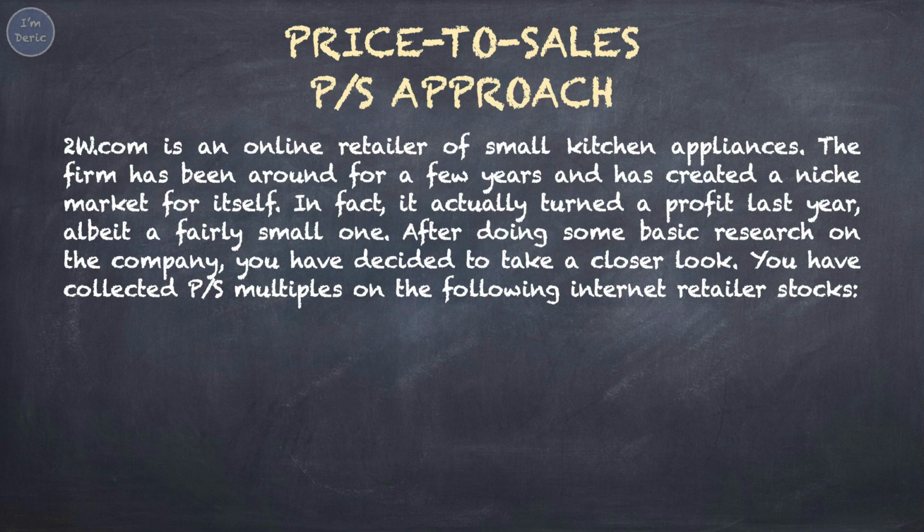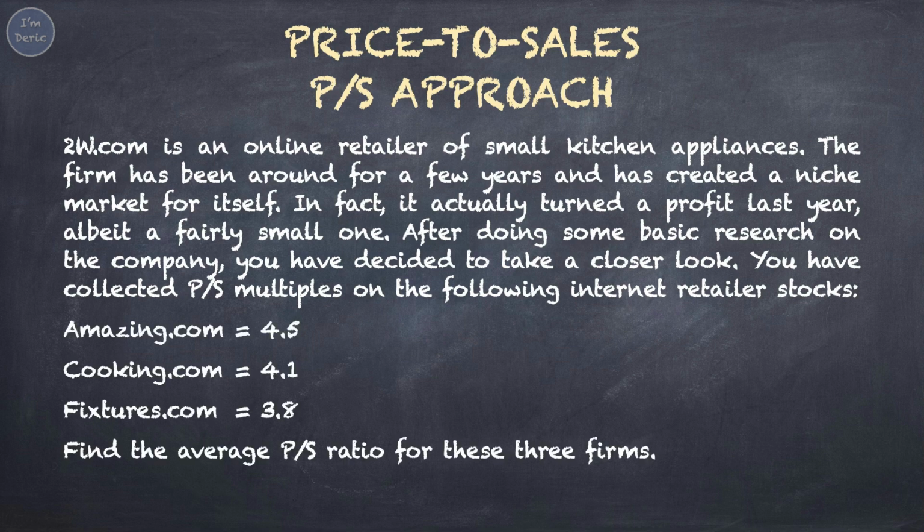2W.com is an online retailer of small kitchen appliances. The firm has been around for a few years and has created a niche market for itself. In fact, it actually turned a profit last year, albeit a fairly small one. After doing some basic research on the company, you have decided to take a closer look. You have collected PS multiples on the following internet retailer stocks. Amazing.com equals 4.5. Cooking.com equals 4.1. Fixtures.com equals 3.8. Find the average PS ratio for these three firms.